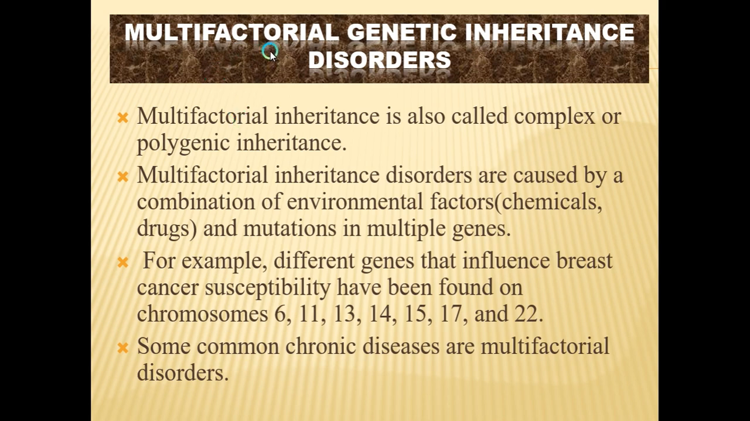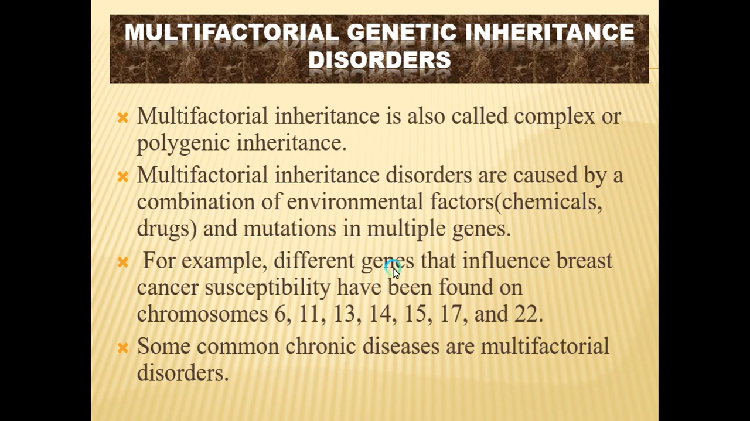Now the next disorder is multifactorial genetic inheritance disorders. We have already discussed multifactorial earlier, where you have a combination of factors. First, environmental factors, maybe due to chemicals, and there are mutations in multiple genes. When these two combine together, this causes a multifactorial disorder. Multi is more than one, and factors is more factors. It is a combination of genetic factors, mutations in multiple genes, and environmental factors, maybe some drugs, chemicals, environmental pollution, etc.